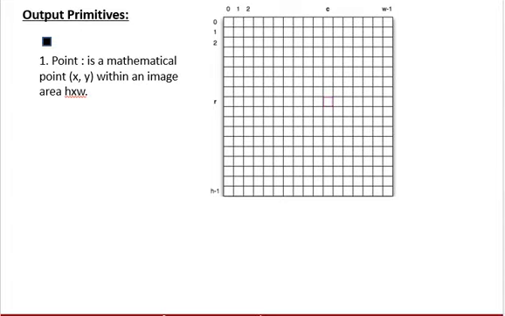In mathematical terms, points x and y within an image area, where we have height times width. Here we have a small number of boxes. Each of these small boxes is known as a point.